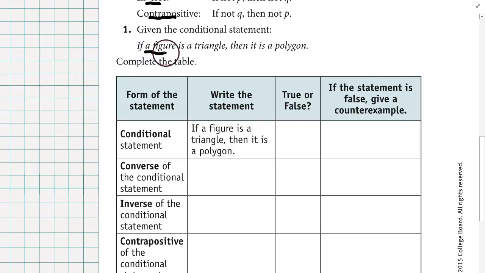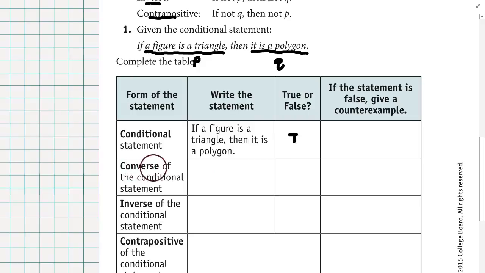This first part of the sentence is called the hypothesis. And in the symbols before, that was represented with the variable P. The second part of the sentence, it is a polygon, is called a conclusion, and in the symbols before, that was represented by the variable Q. So our original conditional statement in the table is, if a figure is a triangle, then it is a polygon. Is that true or false? That's true. Any triangle is a shape in geometry that is called a polygon.